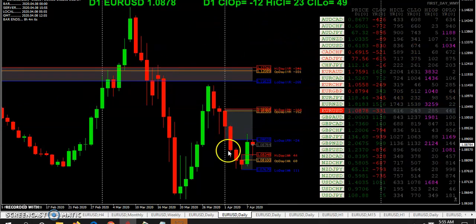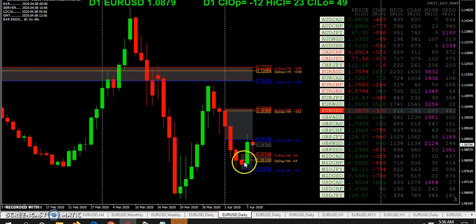And once again, perspective. What do we have here? We've got the first day of the week here. This was yesterday. You see there was a nice breakout into where? The first day of the month range. And what happened? It fell out of here, dipped back in here, came out.